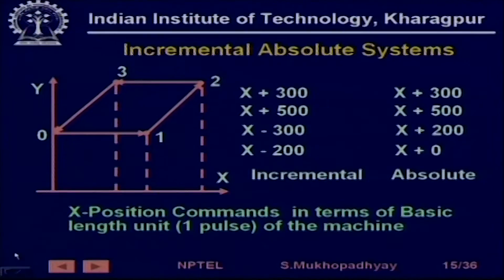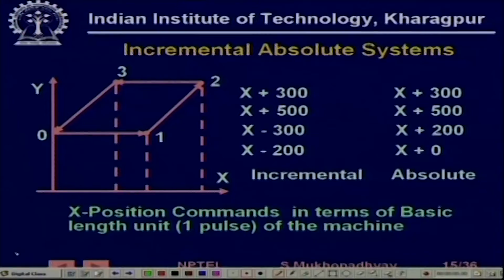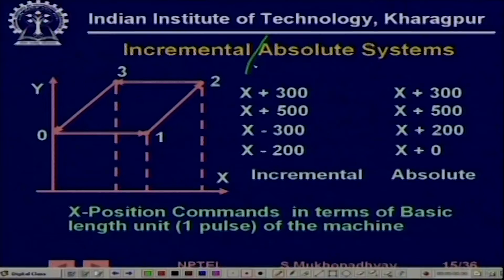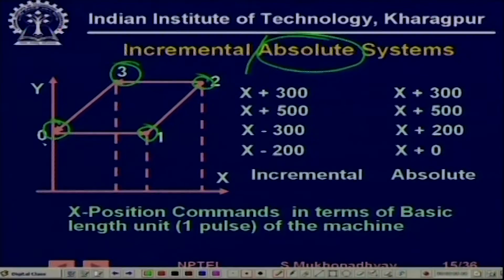All these points and coordinates can be mentioned in two ways: one is an incremental system, the other an absolute system. Generally the absolute system is preferred. If you want to specify the x axis coordinates of these 4 points in the incremental system, suppose this is x, here the x coordinate is x. So this is going to be x plus 300.